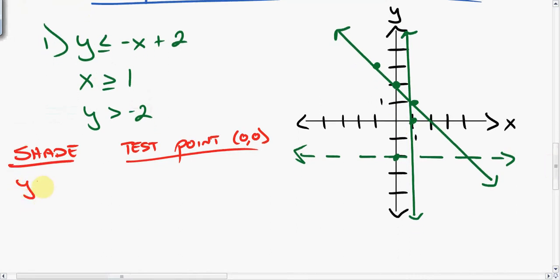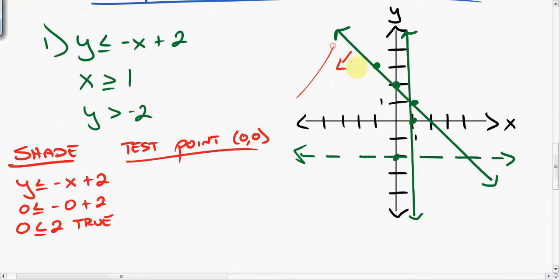So I've got y is less than or equal to the opposite of x plus 2. Plug in my zeros. The opposite of 0 is 0. 0 plus 2 is 2. So I have 0 is less than or equal to 2, which is true. So that's this line right here. I want to shade towards my test point. So that's all of this area.